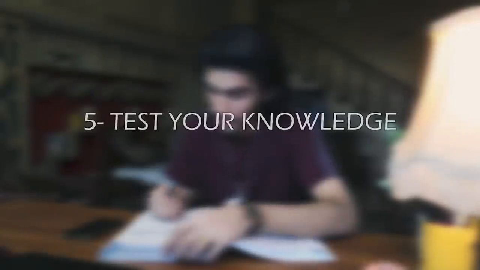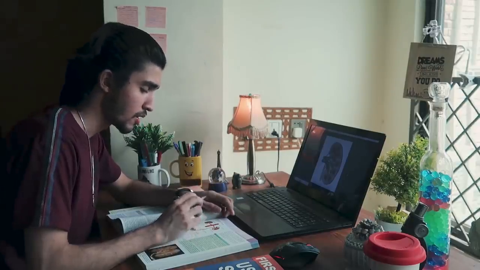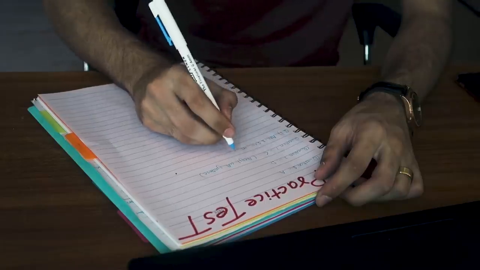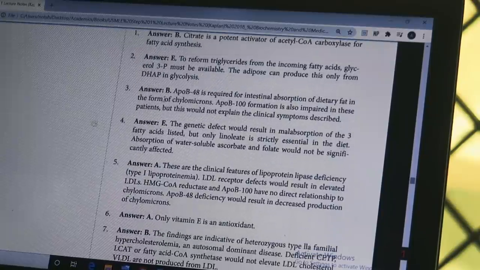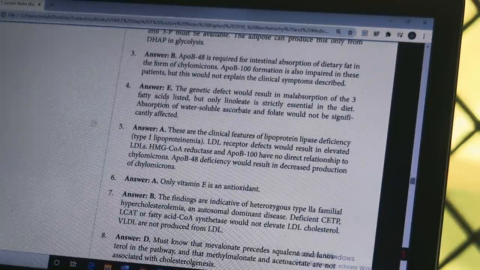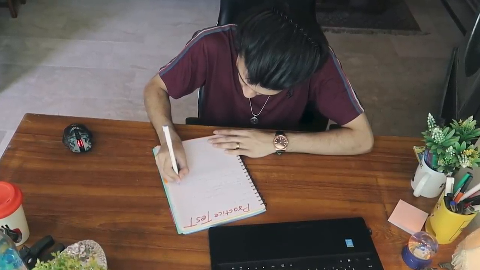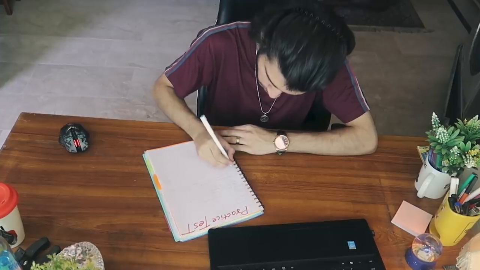Number 5. Test your knowledge. You'll never be satisfied with how much you've studied and you'll always feel like you're not prepared until you test yourself and apply your knowledge. Practicing questions and model tests is very effective. Not only does it make you realize your weak areas which you can work on, but it also improves your time management skills. It provides you with an exam environment so that on the day of the actual exam, you don't find the exam setting foreign.